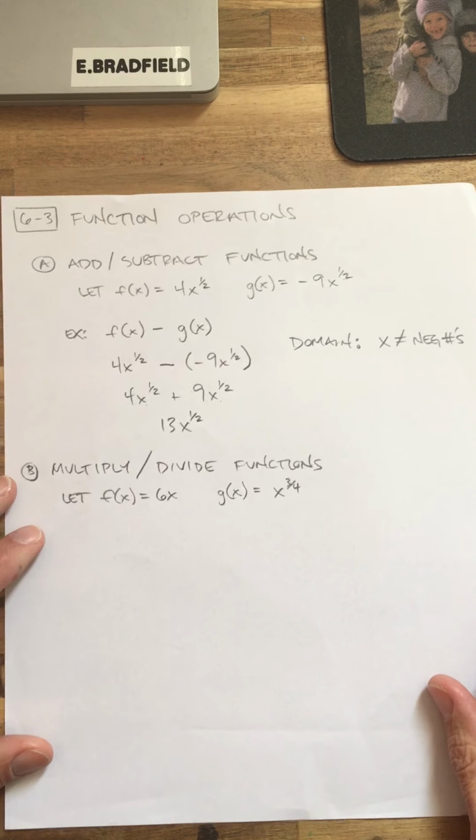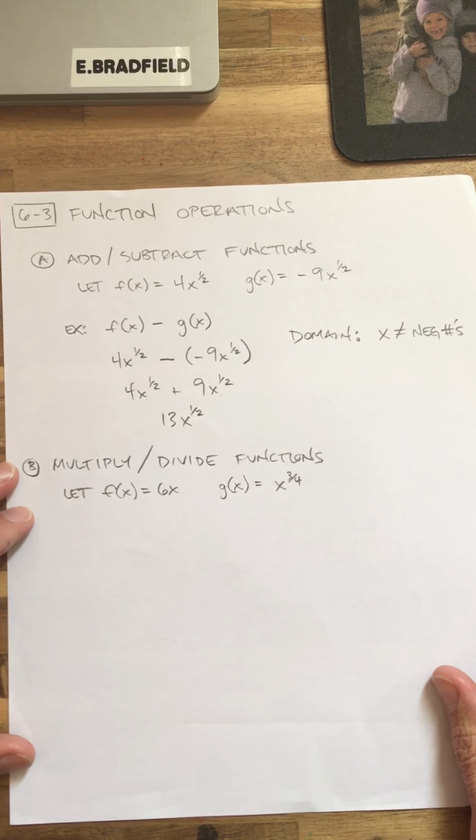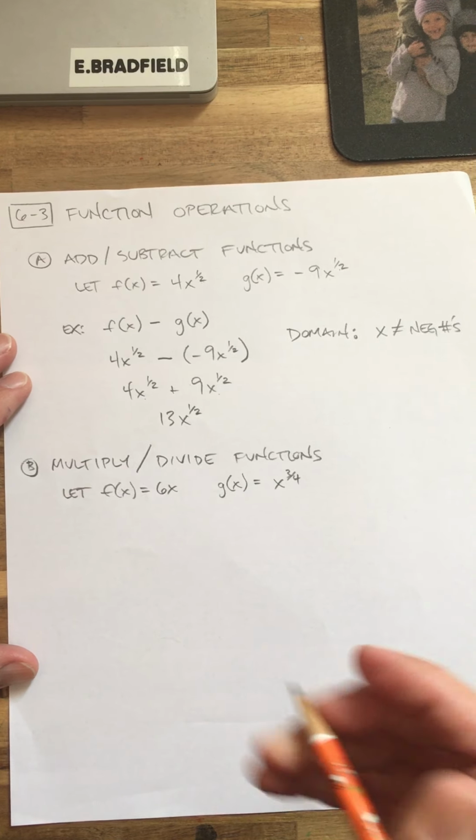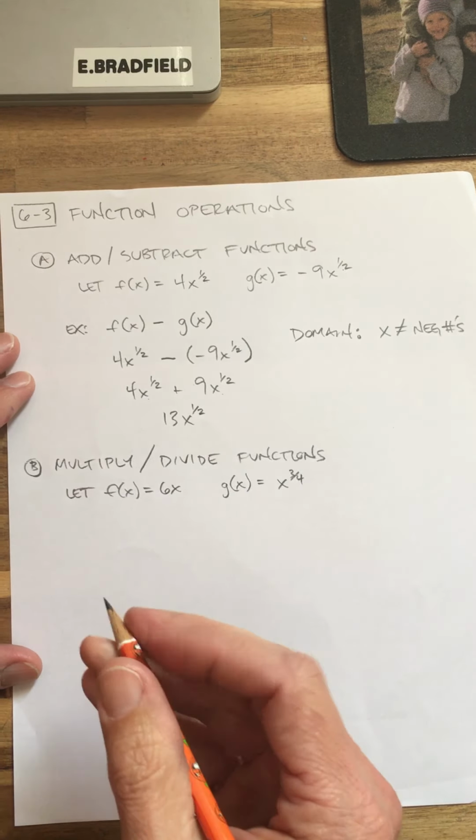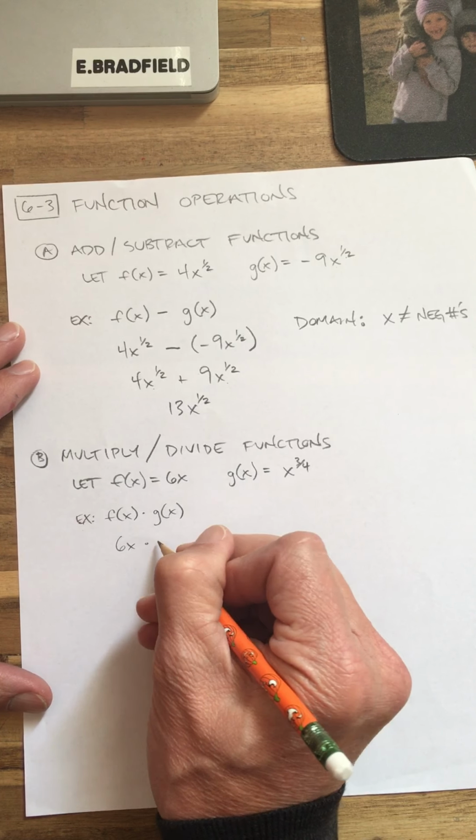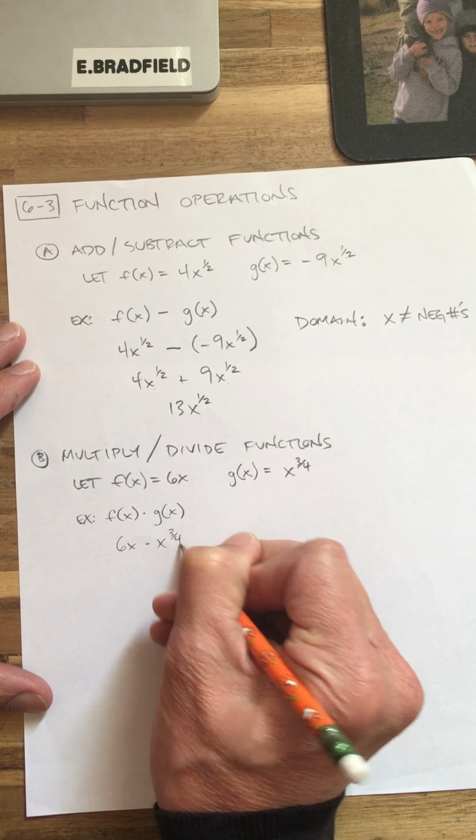So the very first example, we're going to multiply f of x times g of x. So just substitute: f of x is 6x, times g of x, which is x to the 3/4.